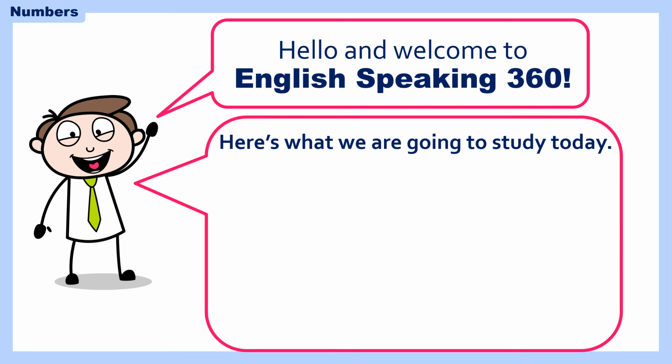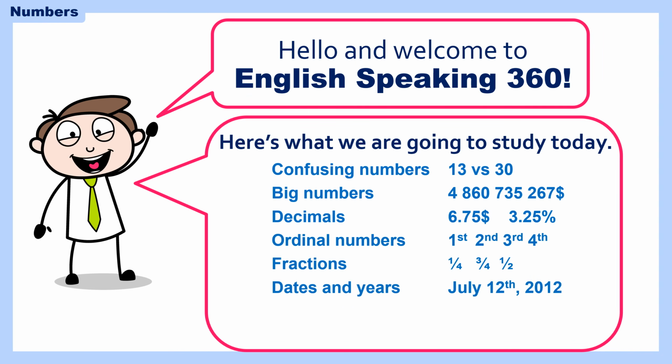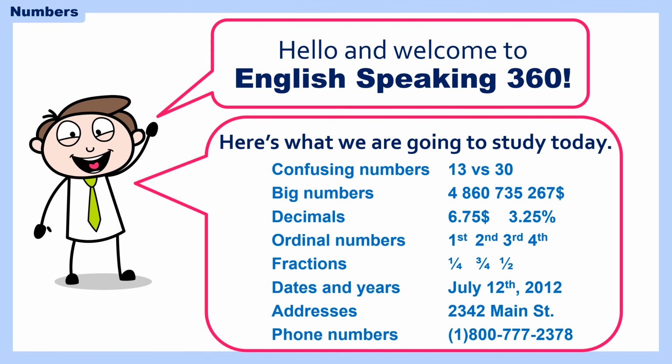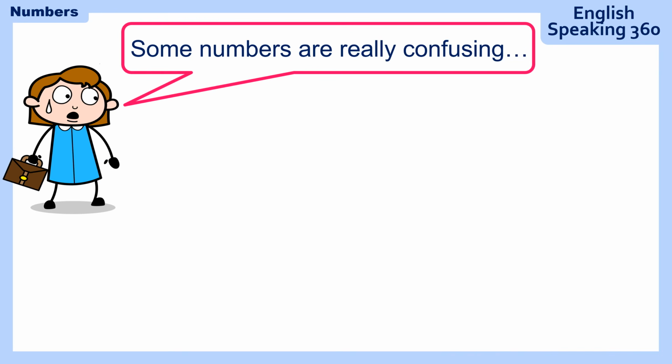Here's what we're going to study today. Confusing numbers, big numbers, decimals, ordinal numbers, fractions, dates and years, addresses, and finally phone numbers. And of course, as usual in my videos, you're going to get a review quiz at the end, so don't miss it. Some numbers are really confusing.